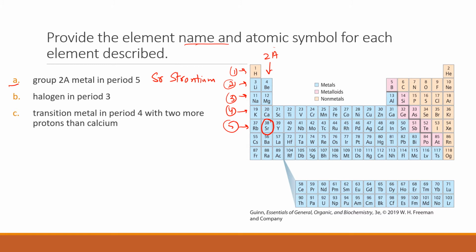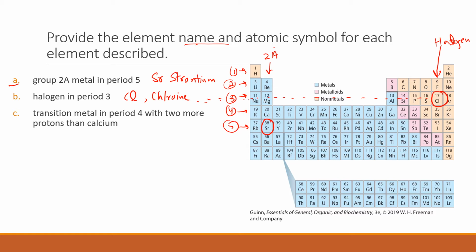Halogen in period 3. So we know that halogens are group 7A, and in third period. So third period is this one. So halogen in third period is number 17. So it's Cl, and it stands for chlorine.